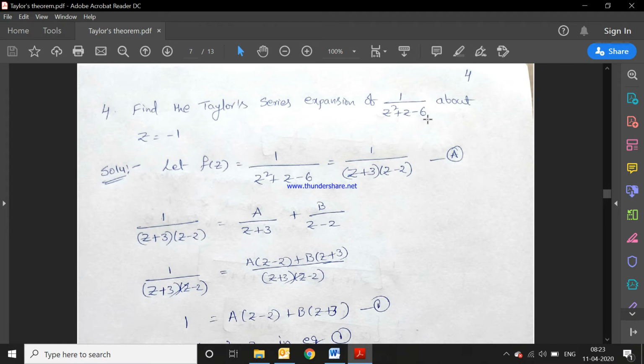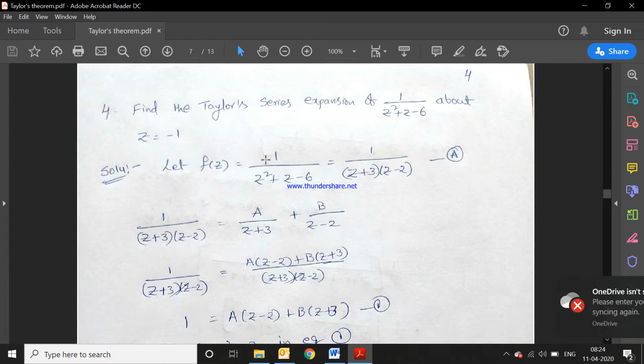In that series we need three or four derivatives, but here the function is in the form 1 by z square plus z minus 6, means 1 by x form. If you want to find the derivatives, after two derivatives it becomes difficult to find f double dash, f triple dash of z. That's why we use another procedure to find the Taylor series for this type of problem.